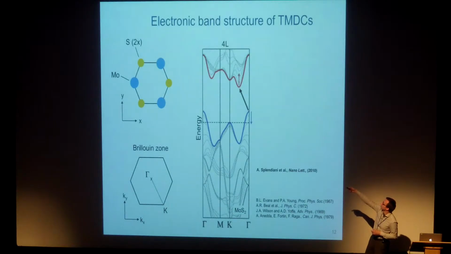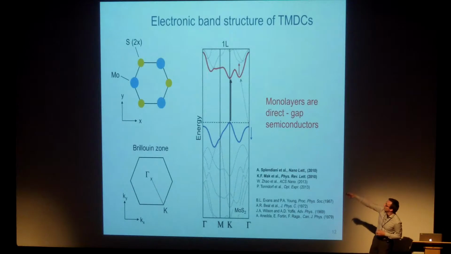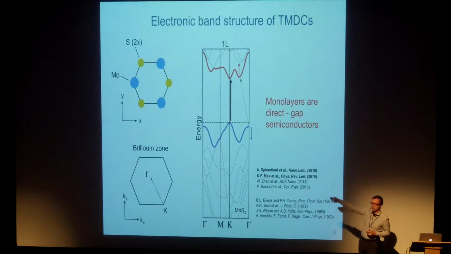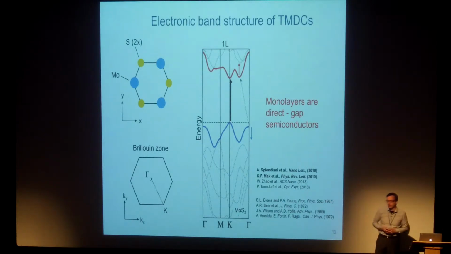We go from bulk to full layer to bilayer. These levels start to shift apart, and we arrive at the monolayer with the direct transition, lowest transition at the K points of the Brillouin zone. And that had quite a few implications.